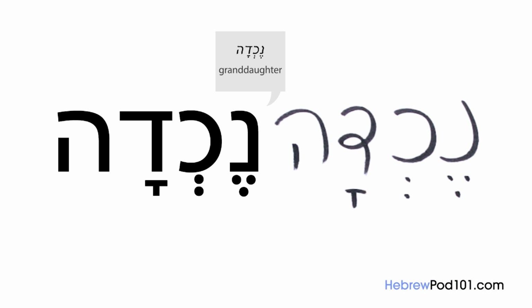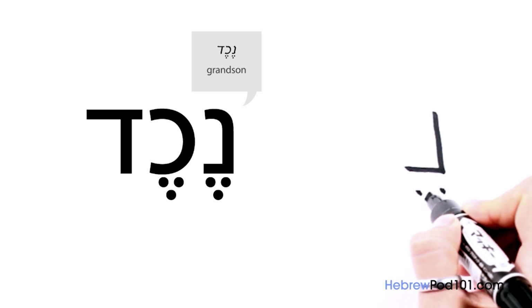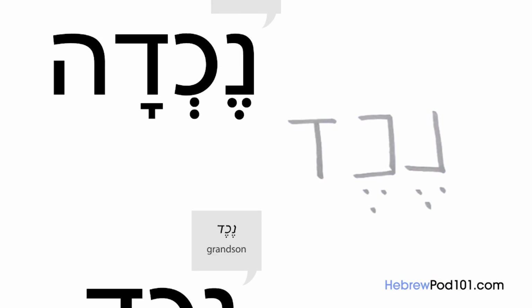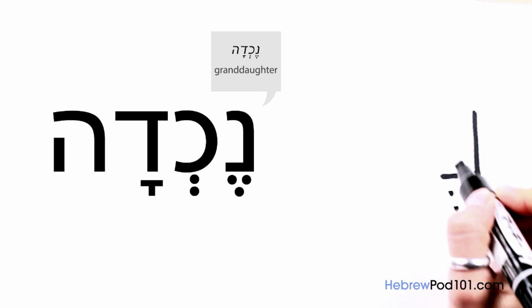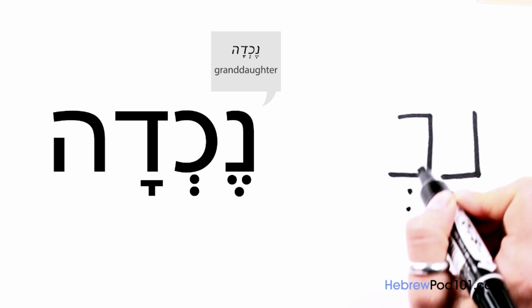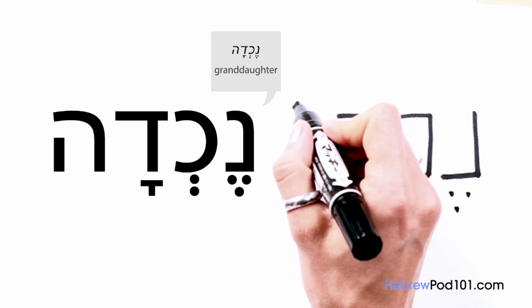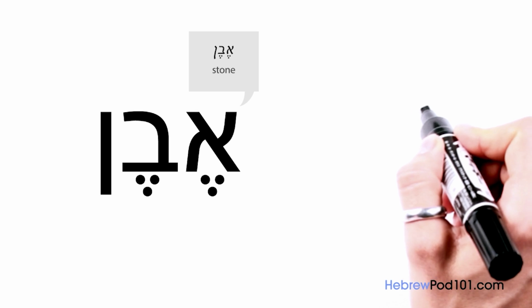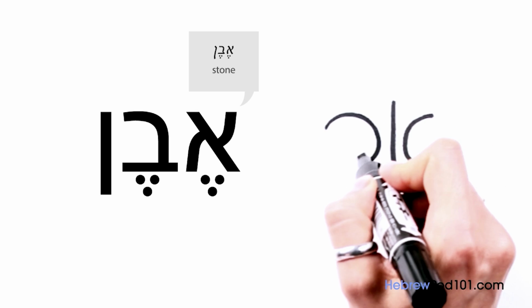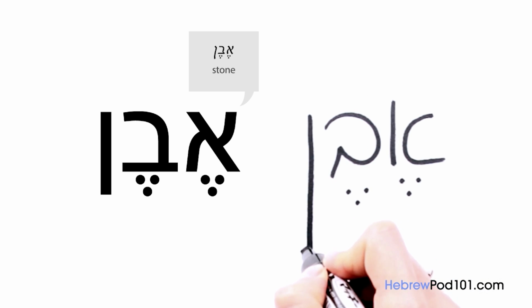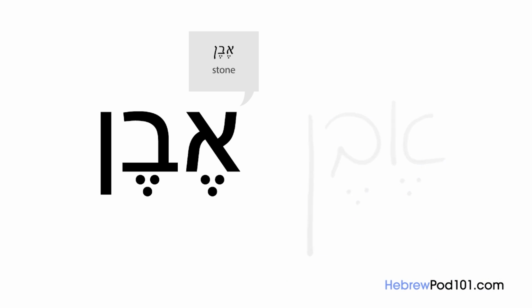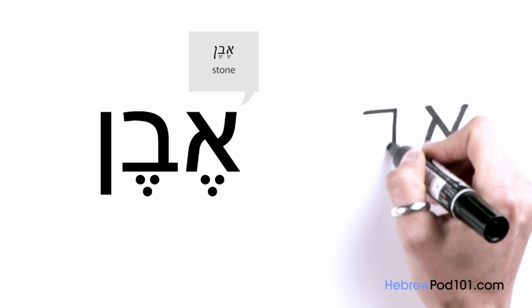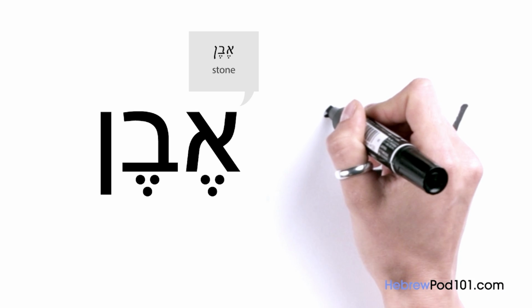And in print, nekhed. Ne, che, d. Nechda. Ne, ch, da. And even is a stone. E, ve, n. And in print version, e, ve, n.